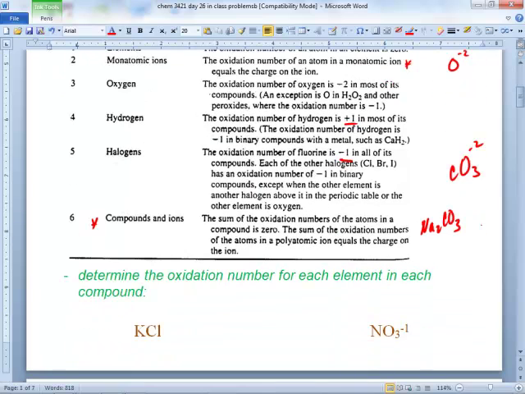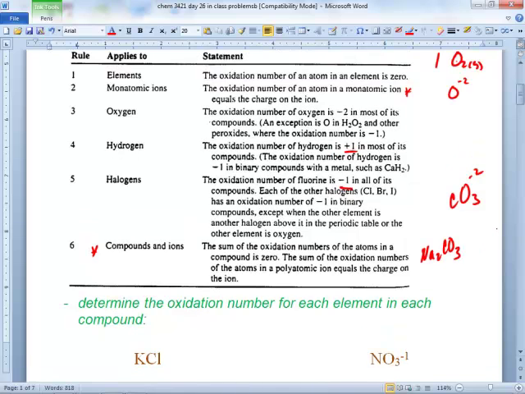KCl. Oh, we skipped the chlorine one. We said fluorine was -1. Here it is. Chlorine, bromine, and iodine, -1. So the oxidation number of chlorine must be -1. So potassium has to be +1. Okay. How about the nitrogen? Oh, we skipped. We didn't say that. Well, oxygen's -2 everywhere, right?